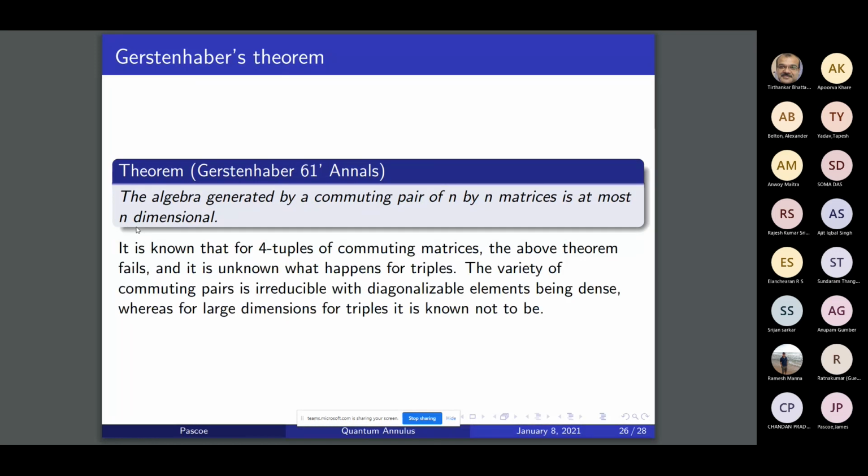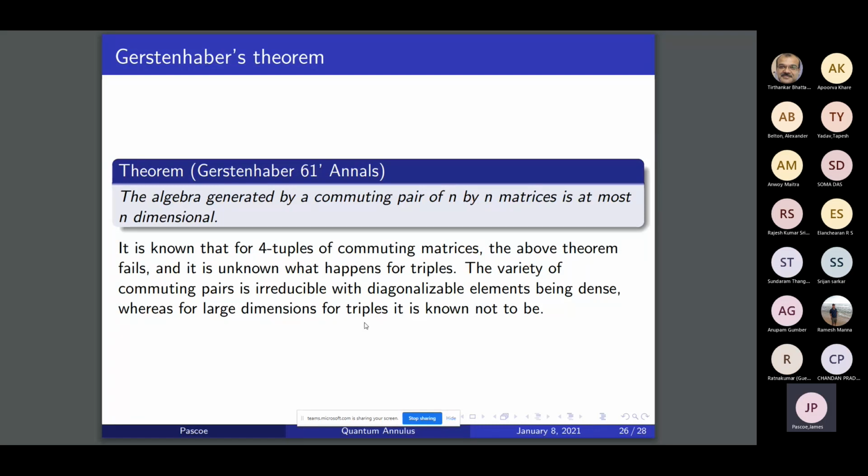Problem. It's known that for four-tuples of commuting matrices, the above theorem fails. If I have four commuting matrices, the algebra that they generate can be bigger than n-dimensional. And then the variety of commuting pairs in two variables has diagonalizable elements being dense, and for diagonalizable elements, the result's obvious, and then there's some sort of semi-continuity of the rank. I forget if it's upper or lower semi-continuity, but one of the two.